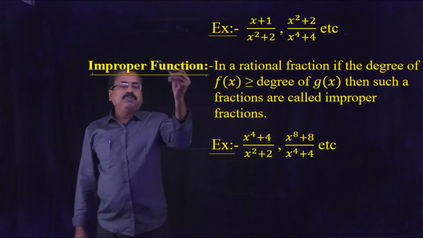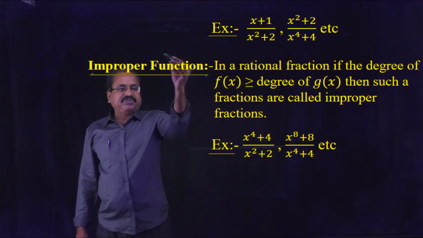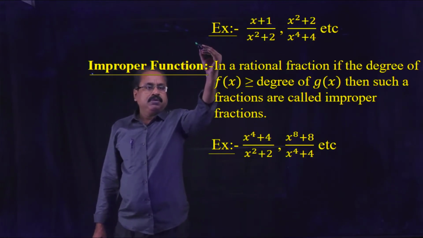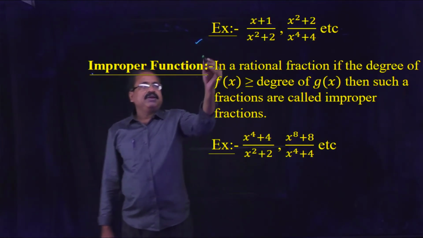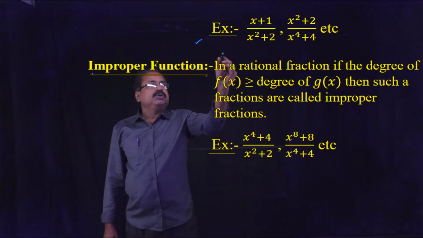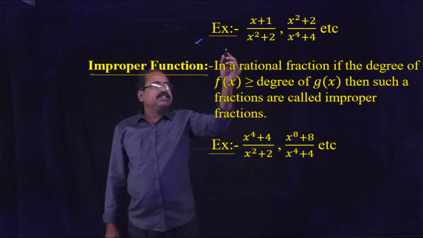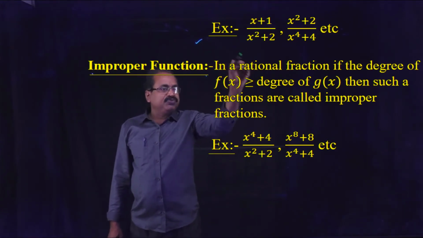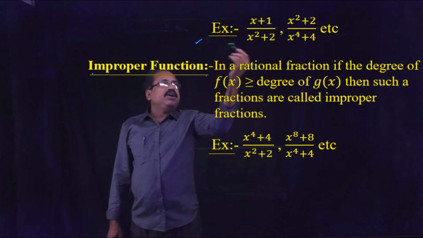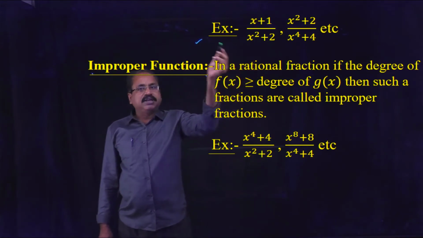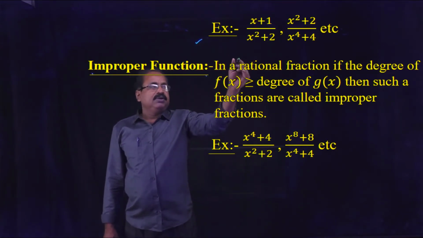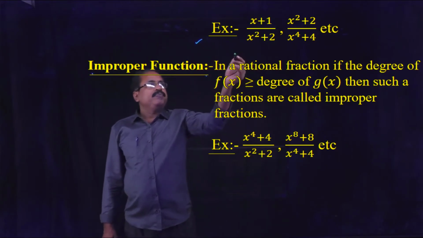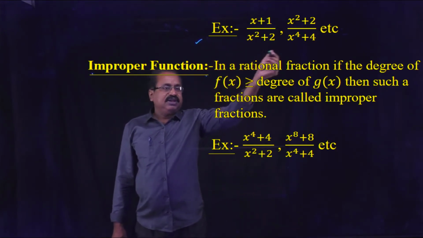So, examples of proper fraction: x plus 1 by x square plus 2, x square plus 2 by x power 4 plus 4. Here the degree of numerator is 2, degree of denominator is 4. So, the degree of numerator is less than the degree of denominator. So, these are proper fractions, etc.